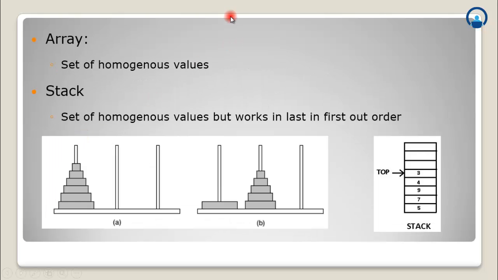Okay, so this is an example of array. Array will store only homogeneous values. Now the next thing is what? Stack. Stack also contains homogeneous values, but works in last in first out order. Array is a serial structure, it will start from the first and go to the end. But stack will work in last in first out order. How? See, this is an example of the Tower of Hanoi.